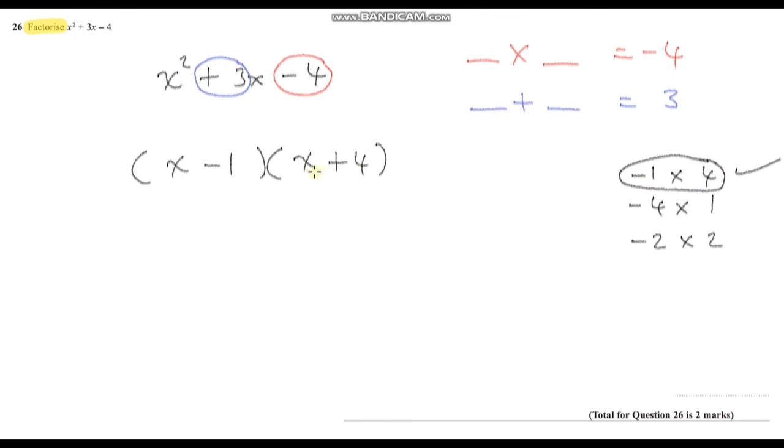And you can always check your answer whenever you're factorising by doing the inverse operation, which is expanding. So if you expand these brackets and simplify, you will be left with this. I'm not going to do it here, but if you want to verify that, you can. So our answer, I'm just going to write it down here: x minus 1 in one bracket, and x plus 4 in our other bracket.